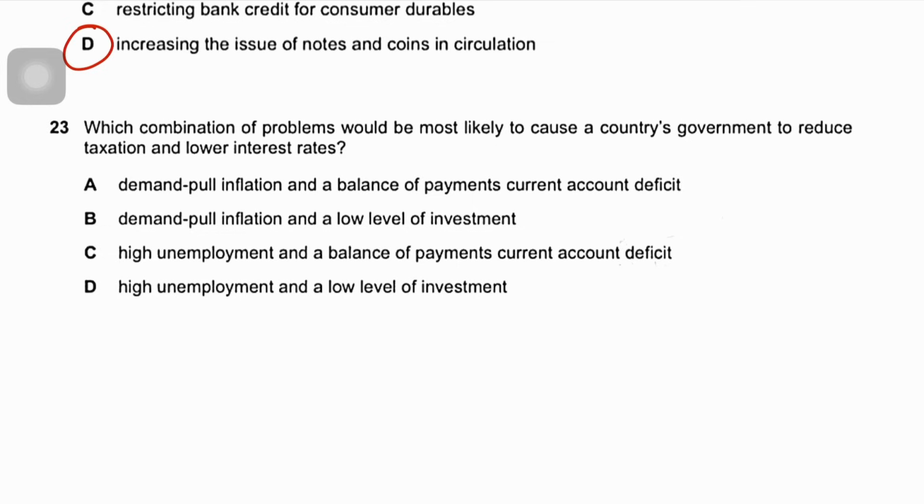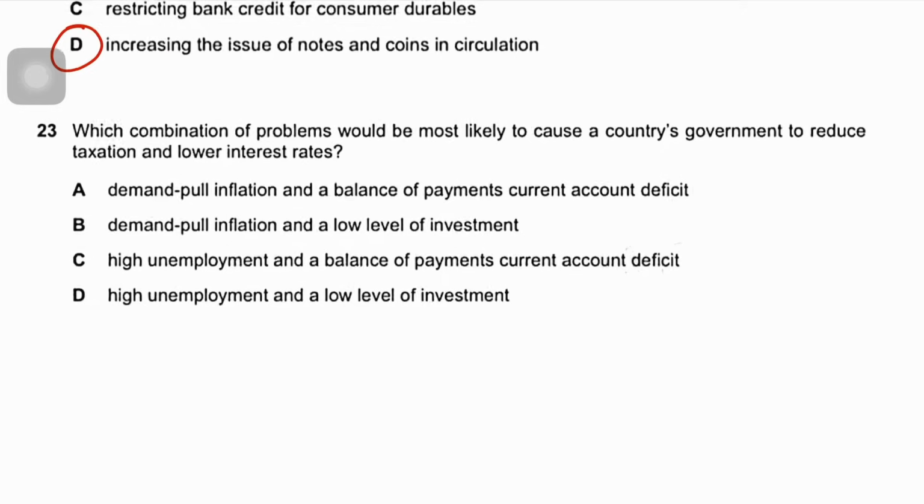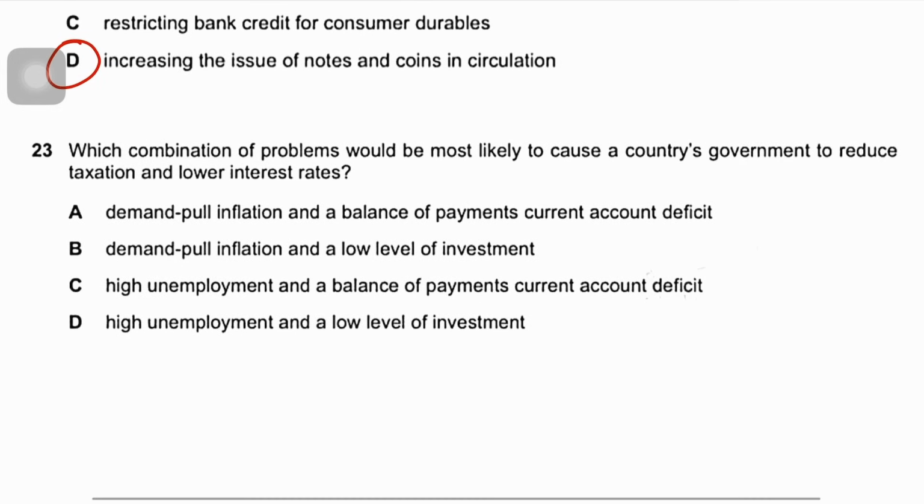If you look at the answer options, the first says demand pull inflation and a balance of payments current account deficit. Demand pull inflation, we know, occurs when your AD is outpacing your AS, which leads to higher prices. And to combat that, the government typically increases interest rates and possibly taxes even, not decrease them. So this is the incorrect option, right? Because a current account deficit would not necessarily prompt the government to come up with tax reductions or lower interest rates. While option B, demand pull inflation and a low level of investment, demand pull inflation would usually be countered by contractionary policies, right?